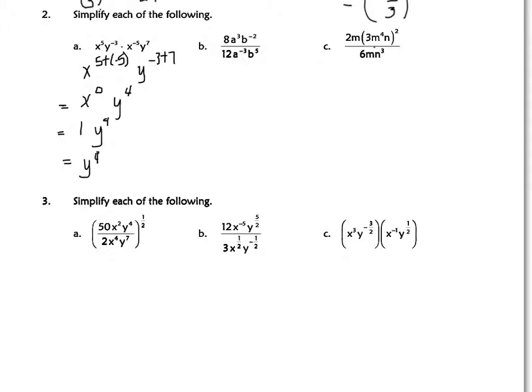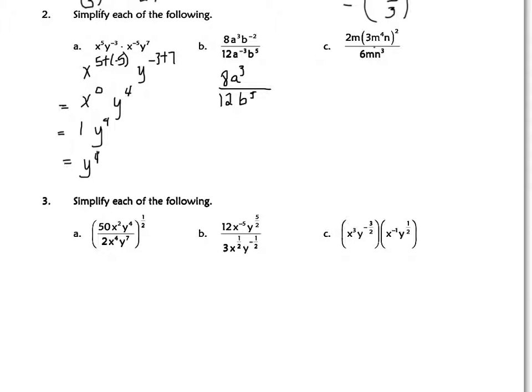In the next example, before I start cancelling things, I would get those negative exponents out of the numerator and denominator. So I would leave the 8 and the a cubed where they are. I would leave the 12 and the b to the 5 where they are.